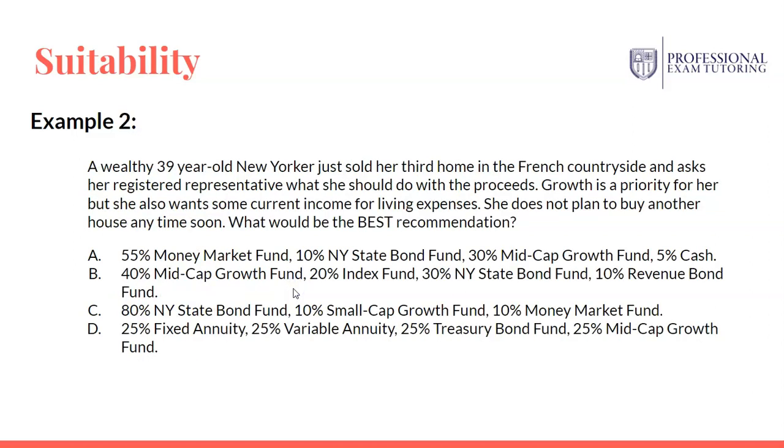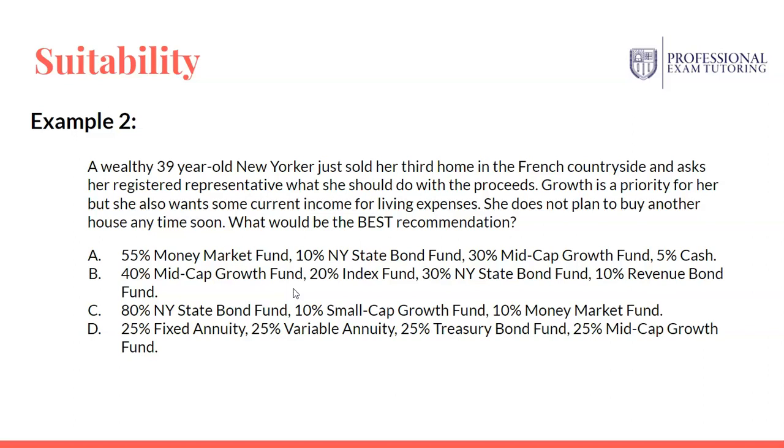Okay, example 2. A wealthy 39-year-old New Yorker just sold her third home in the French countryside and asks her registered rep what she should do with the proceeds. Growth is a priority for her, but she also wants some current income for living expenses. She does not plan to buy another house anytime soon. What would be the best recommendation?